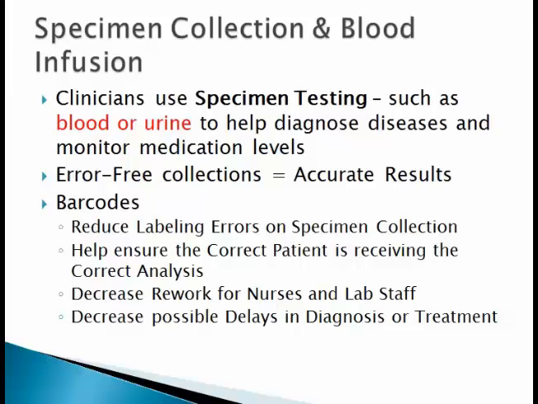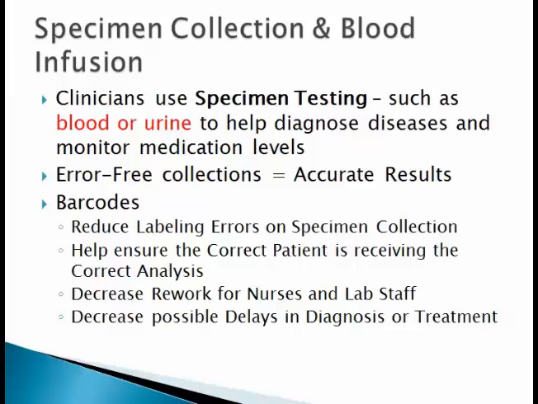Specimen collection and blood infusion. Barcode helps labs tremendously. Clinicians use specimen testing such as blood or urine to help diagnose diseases and monitor medication levels. Error-free collection means accurate results. So it's very important that the right specimen is received with the right patient information on it.